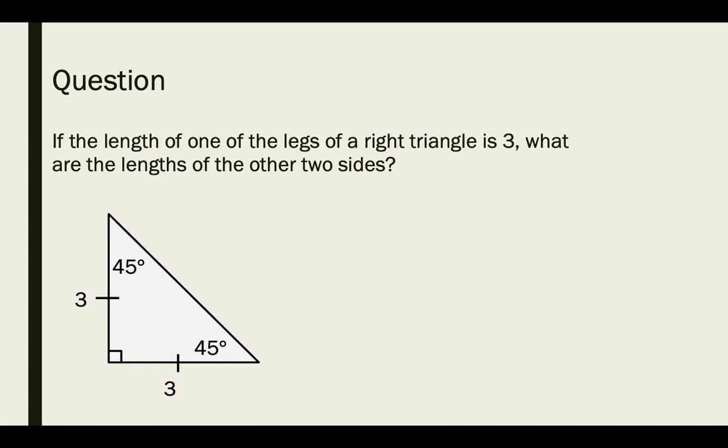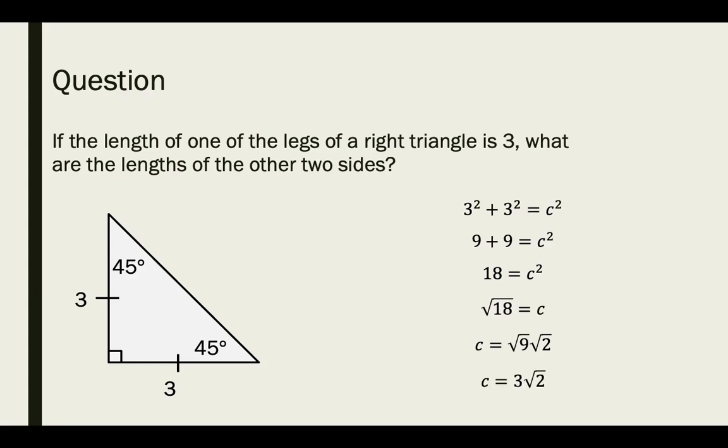Well, we just talked about how to do that using the Pythagorean theorem. So let's set up the Pythagorean theorem. We end up with c squared equals 18. And then c is going to be the square root of 18, which we're going to want to simplify. We can rewrite c as the square root of 9 times the square root of 2, and we get 3 times the square root of 2.